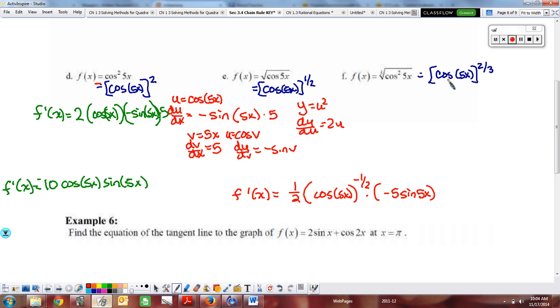And then our last one here, same thing. I don't have to repeat the process. I'm still using that u. So my f prime of x, this is u to the 2/3. So it would be 2/3 u to the negative 1/3 times du dx, which is our negative 5 sine of 5x. All right, so we'll stop that video there and pick up with example 6 in the next one.